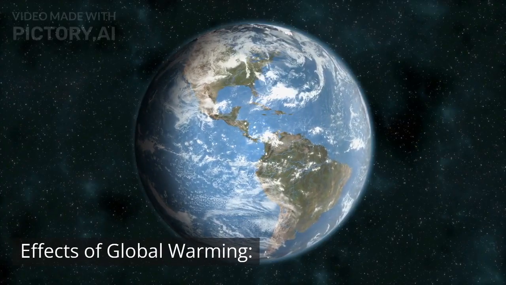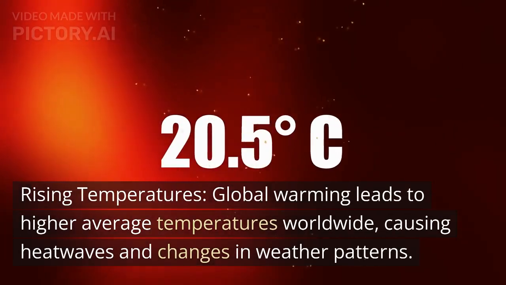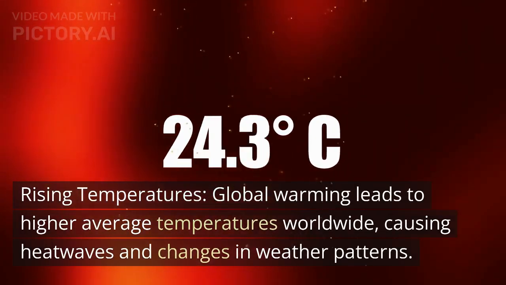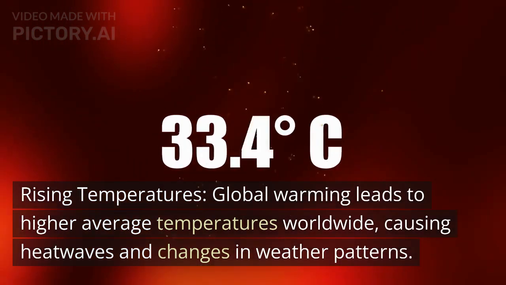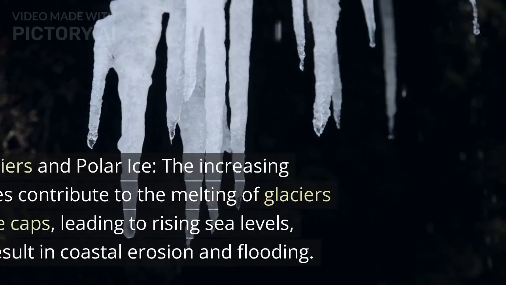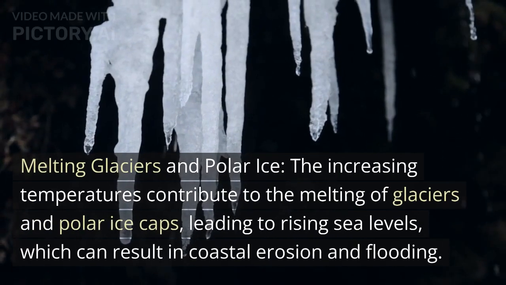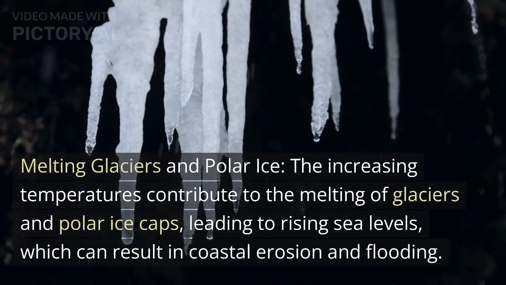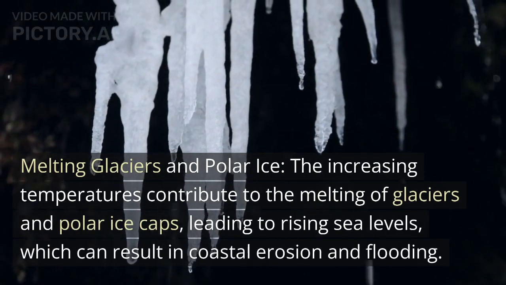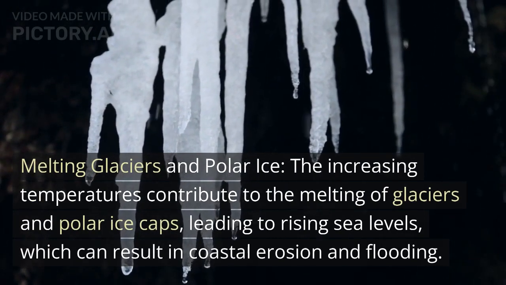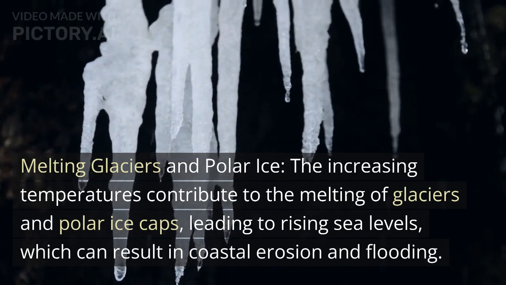Effects of global warming. 1. Rising temperatures. Global warming leads to higher average temperatures worldwide, causing heat waves and changes in weather patterns. 2. Melting glaciers and polar ice. The increasing temperatures contribute to the melting of glaciers and polar ice caps, leading to rising sea levels, which can result in coastal erosion and flooding.